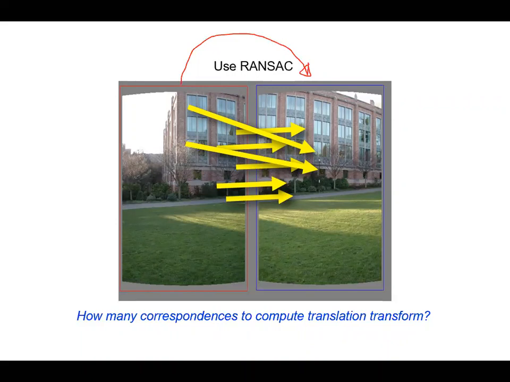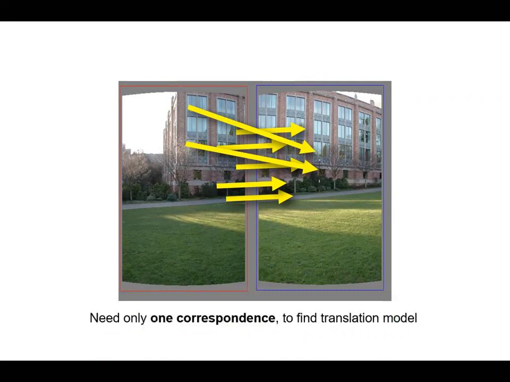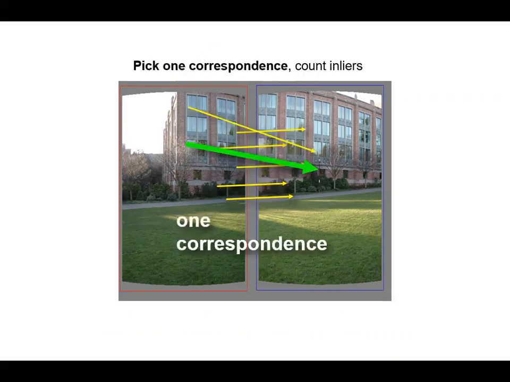So if I give you a point, and I give you another point, and I'm telling you that this corresponds to that, you should be able to know just from this one point correspondence, the two equations, solve for the two unknowns, the shift in X and the shift in Y, correct? So we need just one. Okay, so one correspondence to find the translation model.